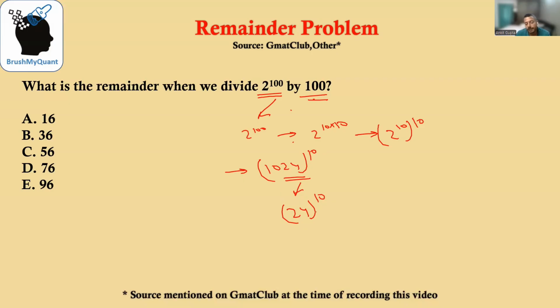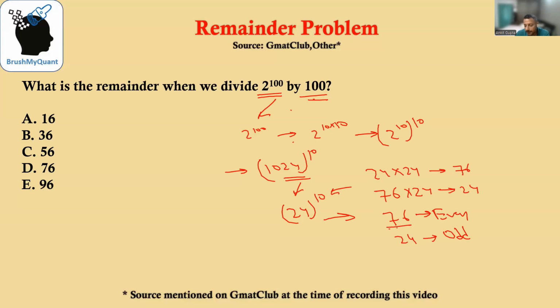And 24 is a very interesting number because 24 into 24, the last two digits are 76. And 76 into 24, the last two digits are equal to 24 itself. 24 will give the last two digits as 76 when we have an even power, and will give the last two digits as 24 when we have an odd power. Now, in this case, since we have an even power, that means the last two digits will be 76.